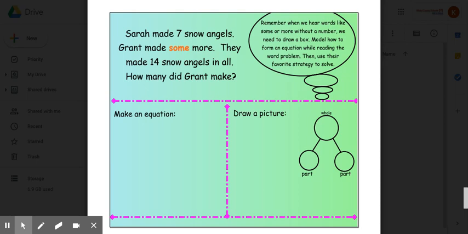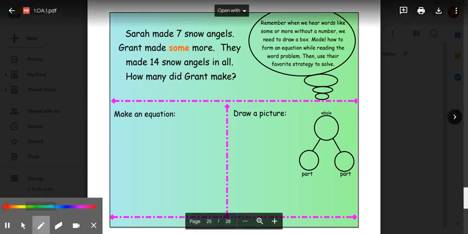All right, we've got a story problem. I'm going to read this to you and then we're going to solve it together. Sarah made 7 snow angels. Grant made some more. They made 14 snow angels in all. How many did Grant make? The first thing I'm going to do is make an equation. So I'm going to go back and reread my story problem and write my equation as I read it.